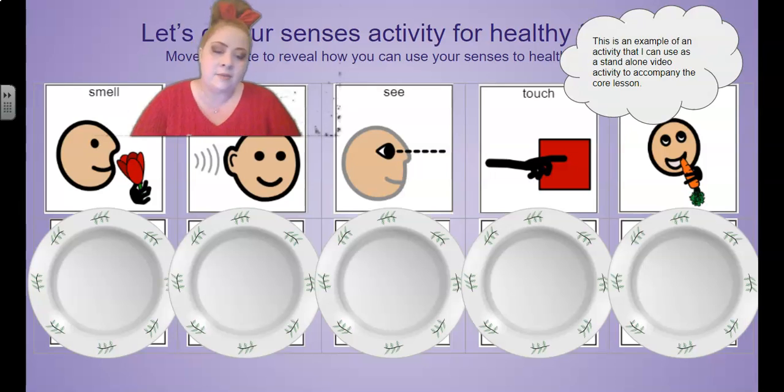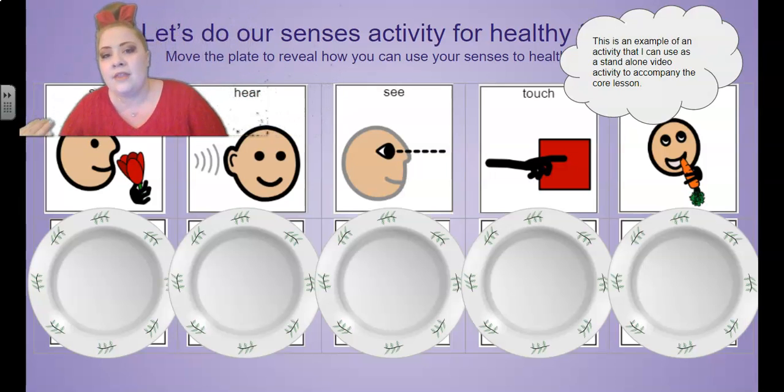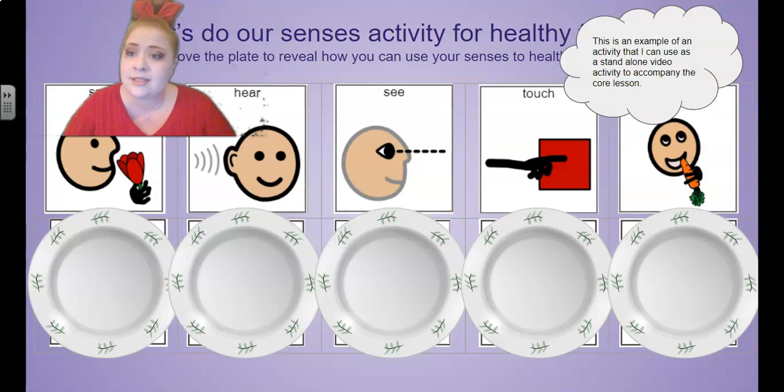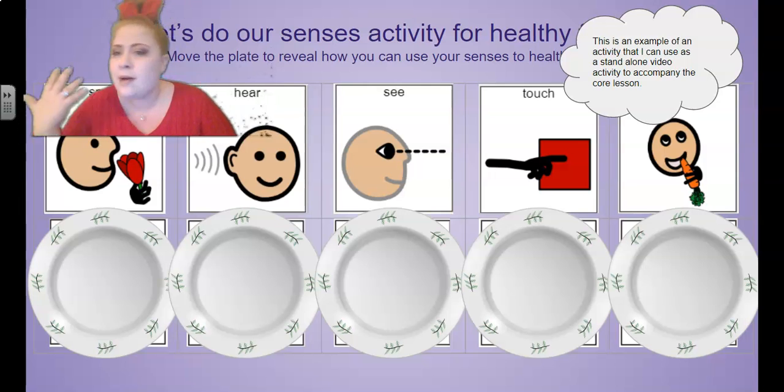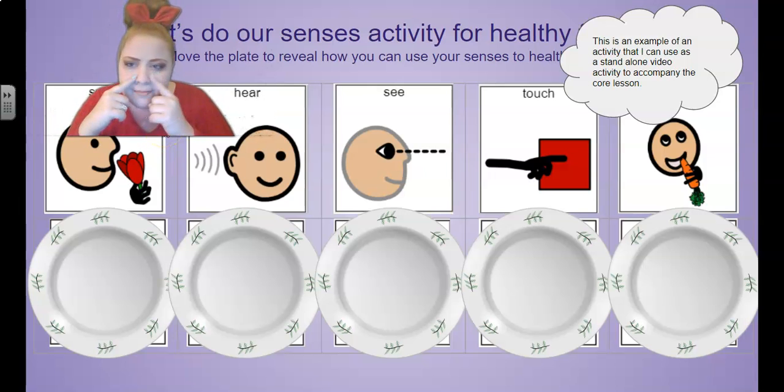So this one, I really like to work with senses with my kids. So I introduced the senses. I want them to be really familiar with them. And then we talk about how we can use our senses to experience the lesson. So it's making connections between senses and things having to do with the lesson. That's all it is. So I say, oh, how can we use our smell to experience healthy foods? Let's move the plate to find out.